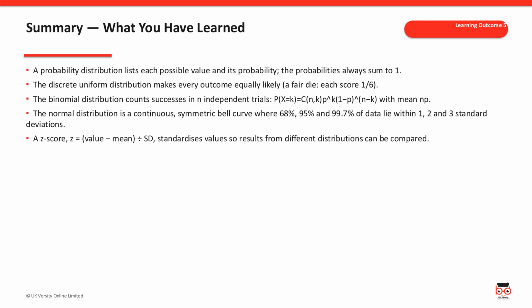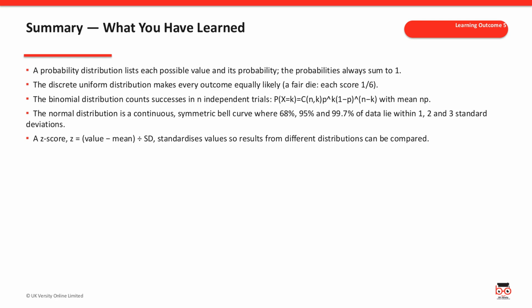Let's pull learning outcome 5 together. A probability distribution lists each possible value and its probability, and those probabilities always sum to 1. The discrete uniform makes every outcome equally likely, like a fair die at 1/6 each. The binomial counts successes in n independent trials using C(n,k), p to the power k, 1 minus p to the power n minus k, with a mean of n times p. The normal distribution is a continuous symmetric bell curve, where 68, 95, and 99.7% of the data lie within 1, 2, and 3 standard deviations.